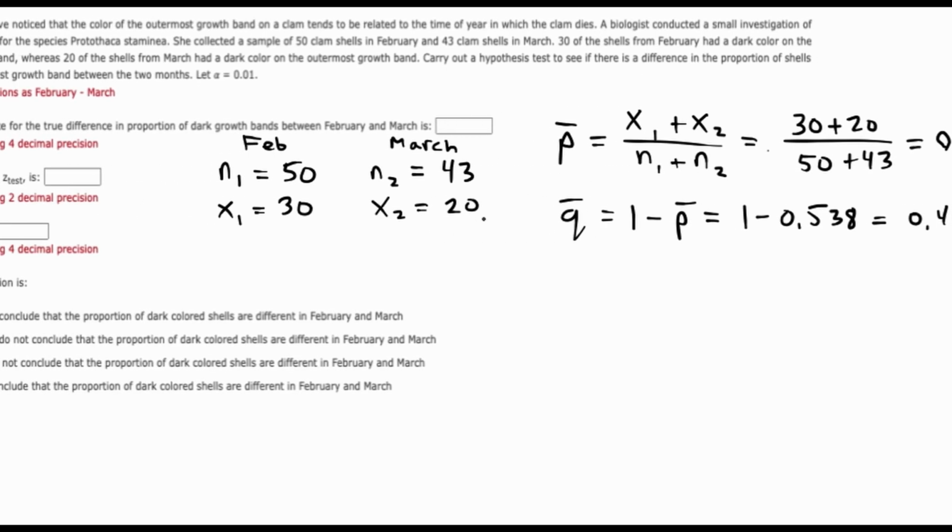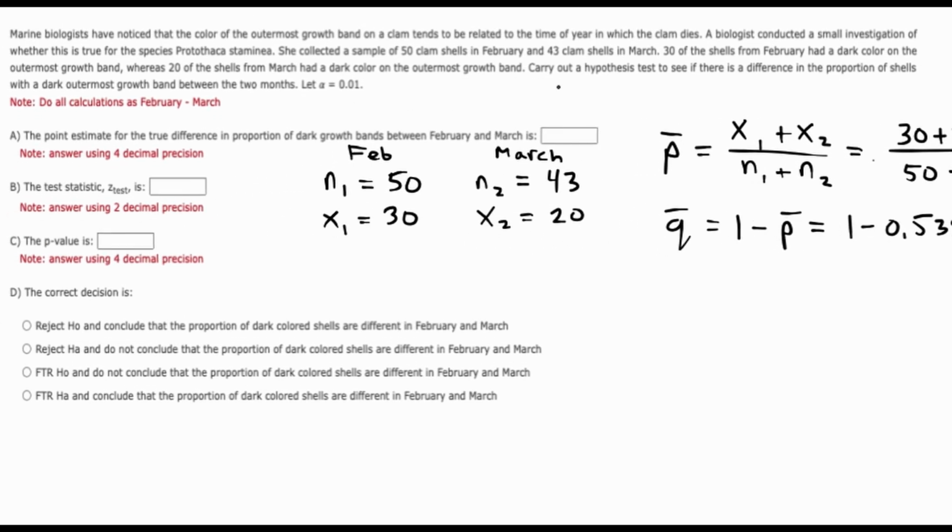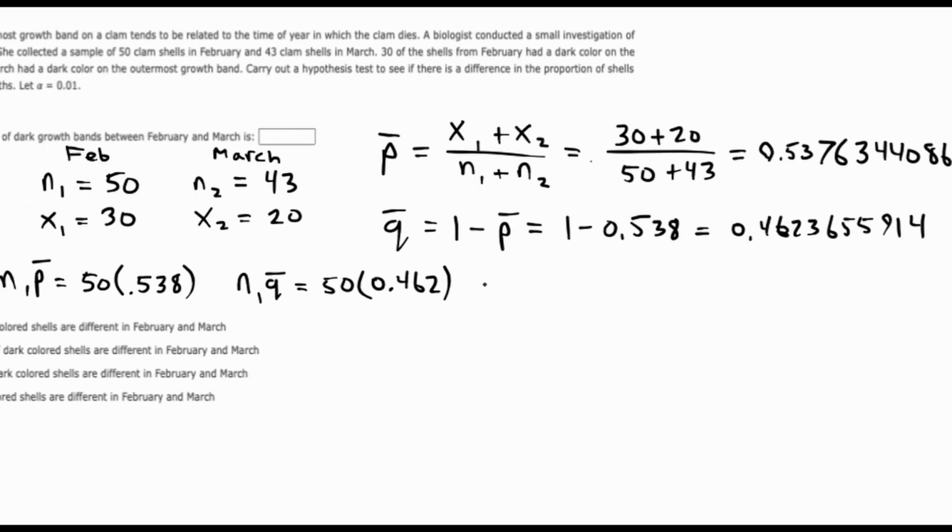Okay, now that we have that, I can go on to check to make sure that we can use the sampling distribution. I'll just do N1 P bar. So that's going to be 50 times 0.538. Then I'll do N1 times Q bar. N2 times P bar. And we'll do N2 Q bar.